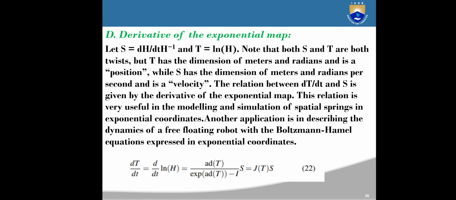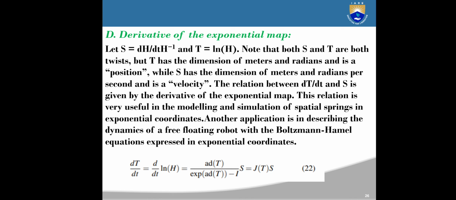Now let's move on to the next part, derivative of exponential map. Let s is equal to dH by dt into H inverse and T is equal to ln of H. Note that s and T are both twists, but T has the dimension of meters and radians and is a position, while s has the dimension of meters per second and radians per second and is a velocity. The relation between dT by dt and s is given by derivative of exponential map. This relation is very useful in modeling and simulation of spatial springs in exponential coordinates.